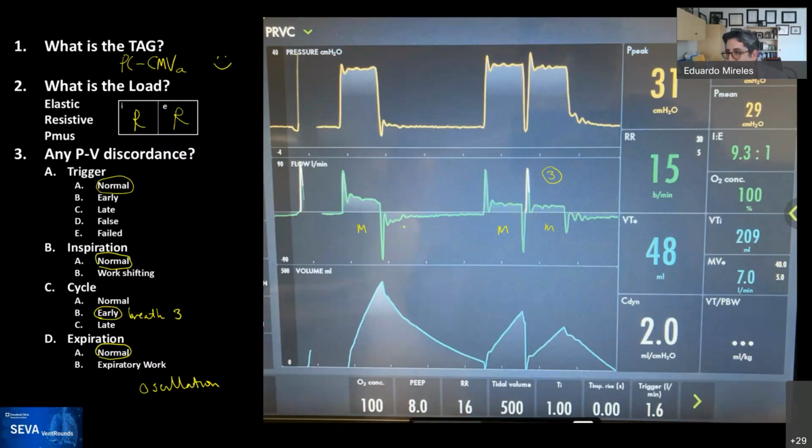I will point out that if you look at the expiratory flow on this patient, the same thing happens. So you go from expiration, very high peak expiratory flow, and then it goes almost to baseline, and then it returns up, and there's that oscillation.